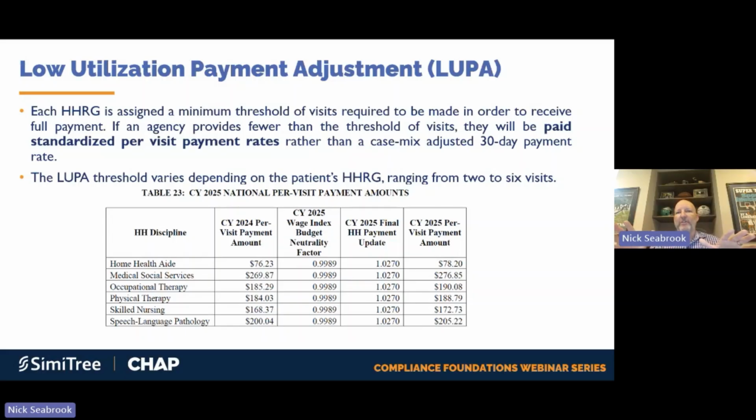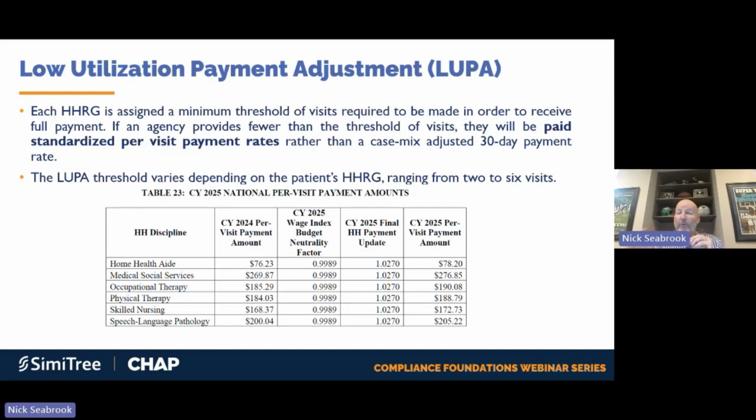Now let's talk about some of the adjustments. I mentioned before LUPA, yet another acronym. What LUPA stands for is a low utilization payment adjustment. So these are going to be your lower utilizing patients. So let's say you have a patient that you're only seeing once or twice in that 30-day period. Chances are that's going to be what's called a LUPA. Other patients you're going to probably be seeing 10 visits in that 30-day period. So that's going to be the difference between that.